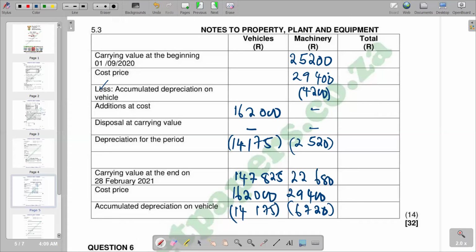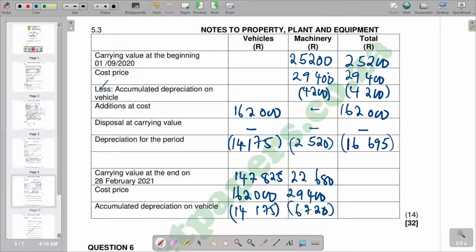So we have a total column that we just need to add. We start with carrying value. The end we only have 25,200, so it's supposed to come here. So in this row, we only have 29,400, which also automatically comes there. Then here again, we have 4,200, which is also supposed to come here as a negative. Then 162,000 again, it's only one there, so it comes here. Then here with nothing. Then here we are saying 40,175, and then we are showing it as a negative.